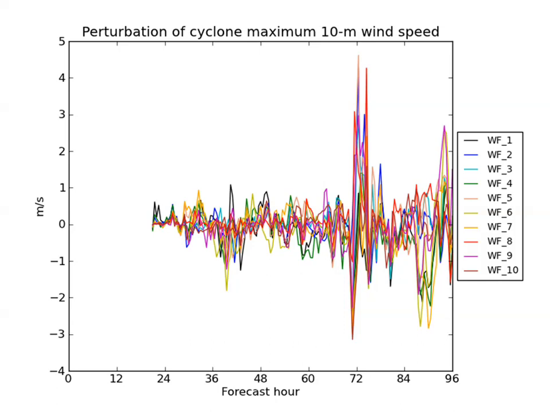Here is, I'll quickly show this plot, the maximum 10-meter wind speed perturbation caused by the ensemble members. And one thing that I'd like to point out are these two large spikes centered around forecast hour 72. There are many members where the maximum wind speed within the cyclone is decreased and then quickly increased. So that is telling us that the wind farms are simply altering the timing of this high wind speed event that was recorded within the cyclone.